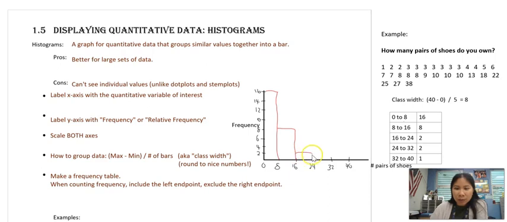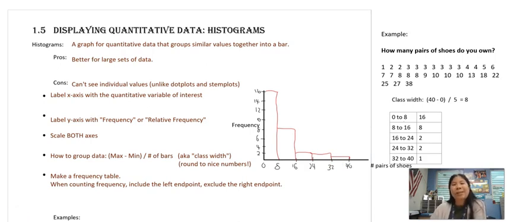My next bar went from 16 to 24 with a height of 2. Same thing with my bar from 24 to 32, has a height of 2. And then the last bar has a height of 1. There's my histogram.